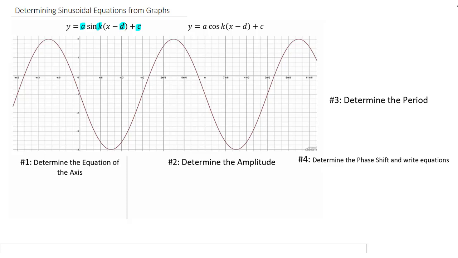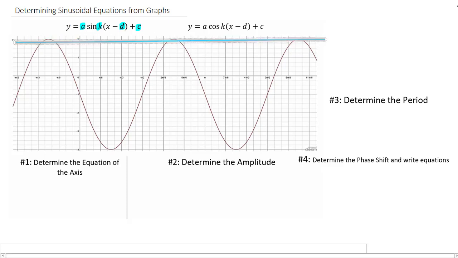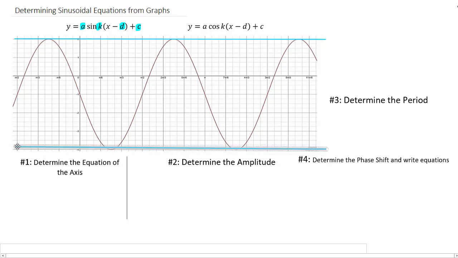Now the equation of our axis is the middle of our graph. So what we've got to do is identify where's the top of our graph and where's the bottom of our graph. So the top is right here at 2. And feel free to draw on these when you're doing them yourselves. It helps a lot. Maybe this is so easy to find you don't need to draw it in, but I like to draw everything on here that I can. All right, so there's the maximum and minimum.